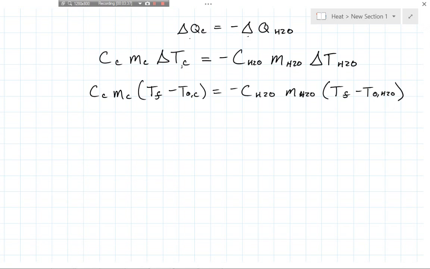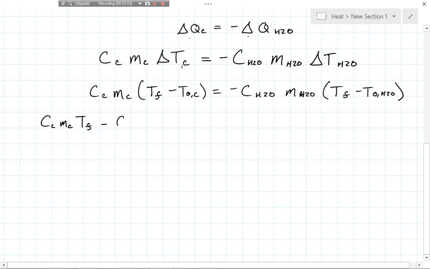And now what we want to do is take everything that has a T final and move it to one side. So just to take it slow, let me go ahead and multiply everything out. So we'll have the specific heat of the Coke times the mass of the Coke times the final temperature, minus the specific heat of the Coke times the mass of the Coke times the initial temperature of the Coke. Then we have minus the specific heat of the water times the mass of the water times the final temperature, plus, because we have minus a negative, the specific heat of the water times the mass of the water times the initial temperature of the water.